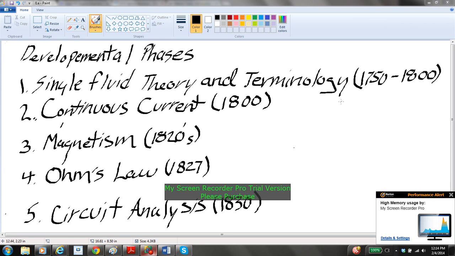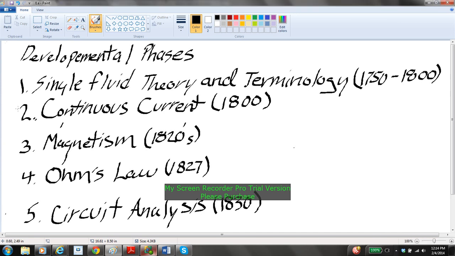And then the next phase would be continuous current, where instead of working with static discharge sparks, there was a method developed to provide a constant current, and that's what we know of now as the battery. It's a chemical process. And then the third phase, and that was 1800 pretty much, and then the third phase would be magnetism in the 1820s roughly.